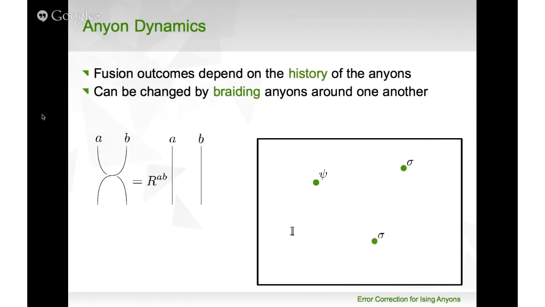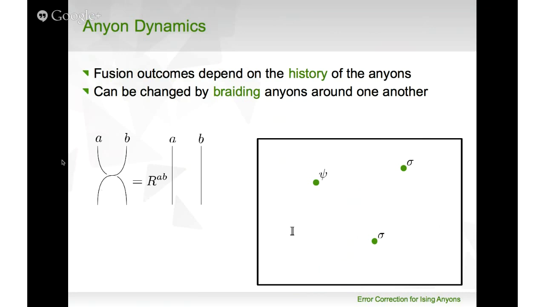Okay, so the fusion outcomes that we get from that process I just showed depend on the history, the braids, and the world lines of these particles. By braiding anyons around each other, I can change these fusion outcomes. These are how we do gates in topological quantum computation. So we get these exchange phases, which in general are going to turn out to be matrices, but for everything in this talk, it's always still just a complex number.